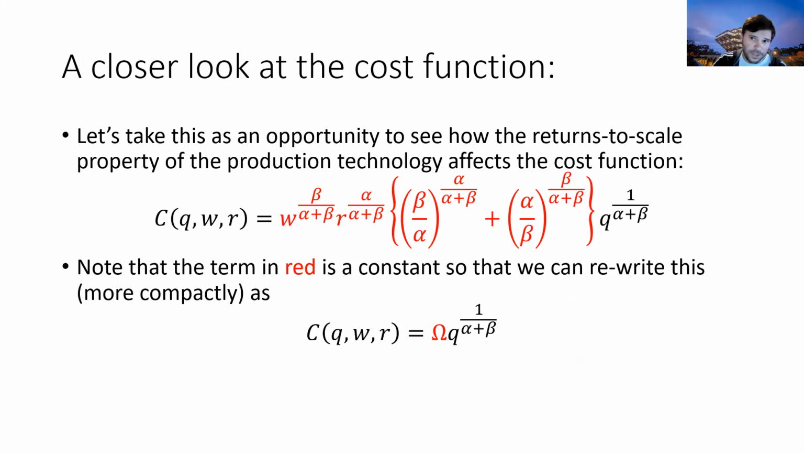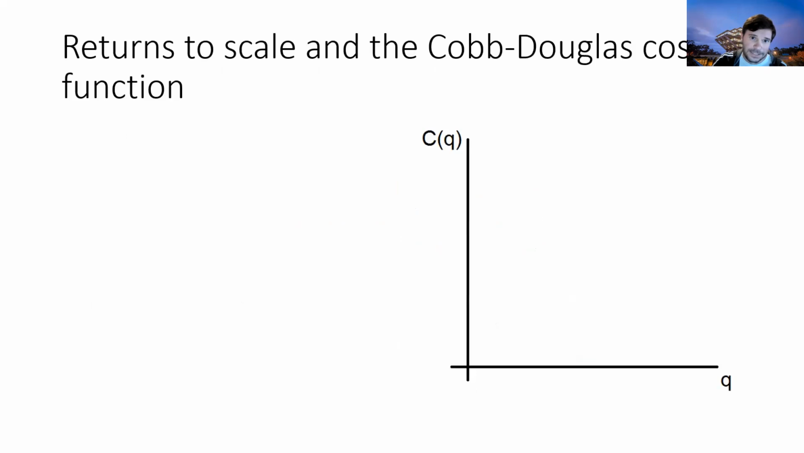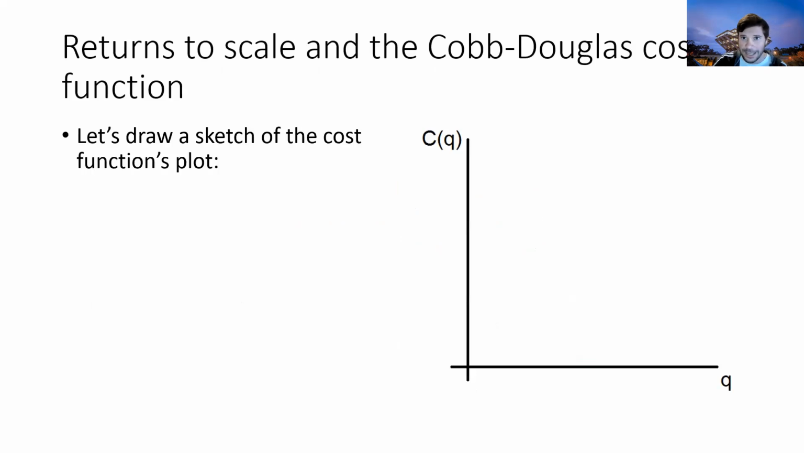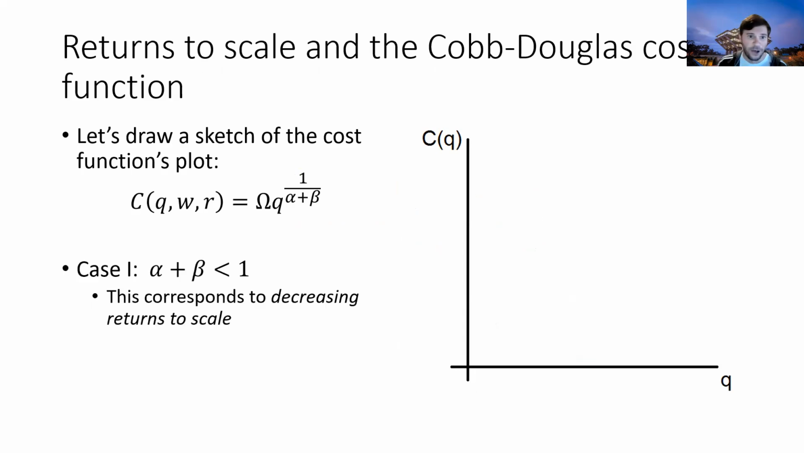So what I want us to think about here is the sketch of the cost function and the implications of how the returns to scale property of the underlying technology influences the picture, the cost structure of the firm here. So the first case that we're going to consider here is if alpha plus beta is less than 1. That's the case of diminishing returns to scale.